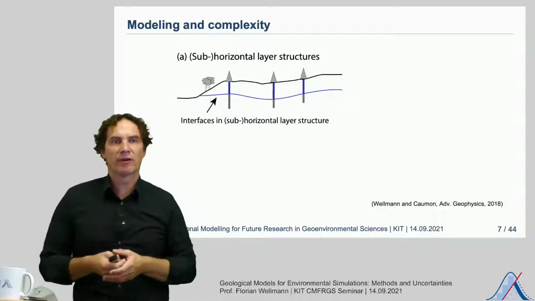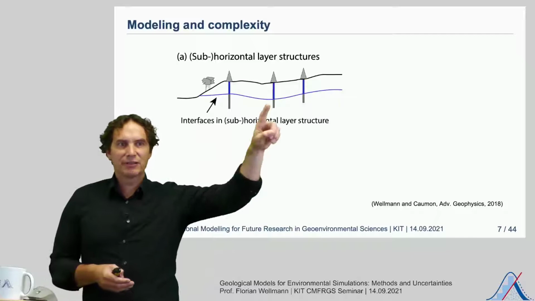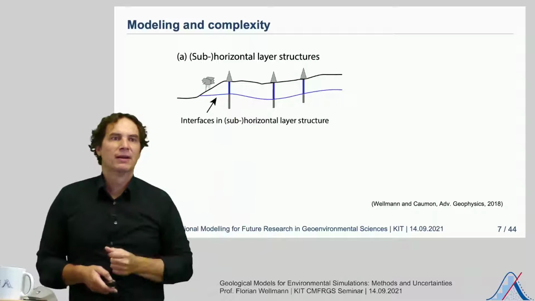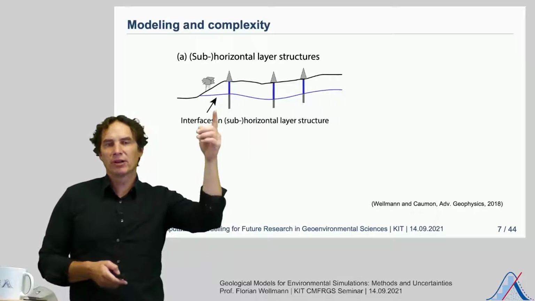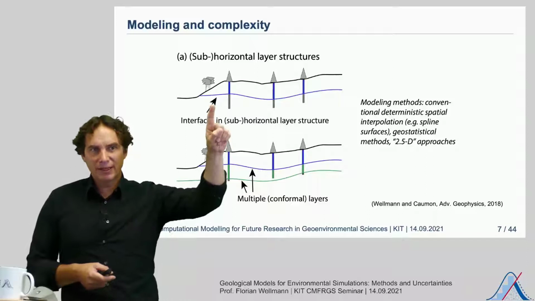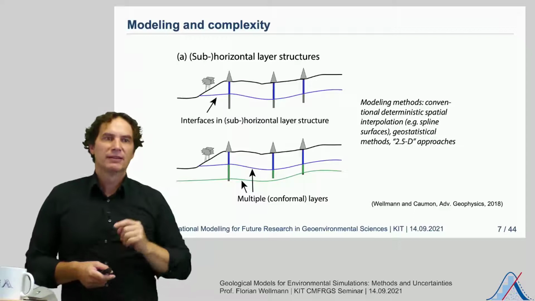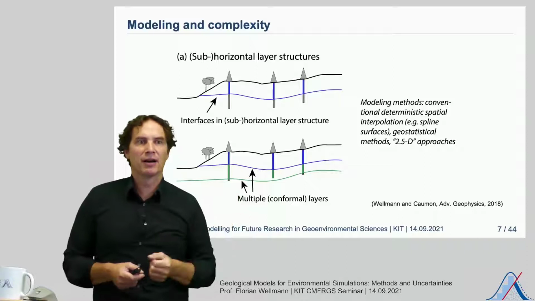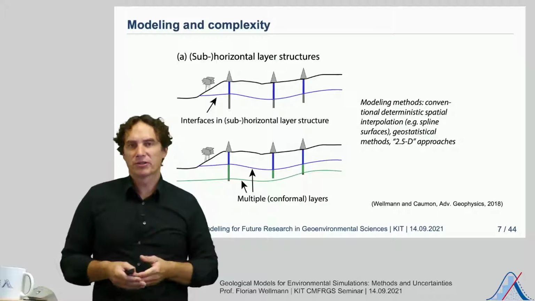In the simplest case, we could assume that this is a continuous interface and wherever we would drill, basically, we would intersect it once. And sometimes we call these subhorizontal layer structures. This can be one layer or maybe multiple layers. The point is that they are in a class of what we can call 2.5D methods that we can model these with, because we have basically at each point X, Y in space just one point of this interface and exactly one point. This is a system that can be relatively easily modeled using standard deterministic spatial interpolation methods like spline surfaces or also geostatistical approaches, and something which you can do in any GIS system.